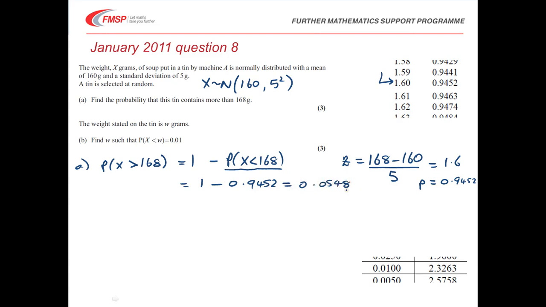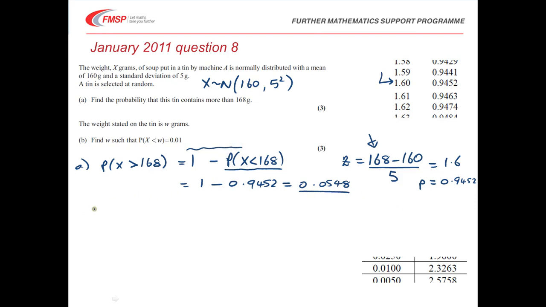which gives me my answer to part A, which will be 0.0548. So this is a 3-mark question. Similar sort of pattern. You're getting 1 mark for doing a standardization. You're getting an accuracy mark here for doing the correct thing with your z value. Okay, so I'm really looking for a 1 minus somewhere. So by having 1 minus here, you're sort of picking up your second mark. And then of course your final mark is for getting the probability at the end.